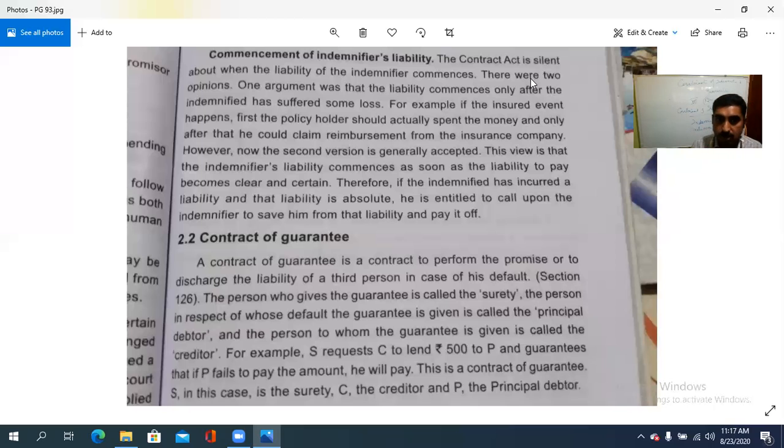Now the second version is generally accepted. രണ്ടാമത്തേതാണ് കൂടുതൽ അക്സെപ്റ്റ് ചെയ്യുന്നത്. So what is that? Indemnifier's liability commences as soon as the liability to pay becomes clear and certain. കൊടുക്കണം എന്നുള്ളത് സത്യമായും അവിടെ പറയപ്പെടുന്നുണ്ടെങ്കിൽ then the liability is to be started for the indemnifier. The view is that indemnifier's liability commences as soon as the liability to pay becomes certain and clear. Therefore, if the indemnified has incurred a liability and the liability is absolute, he is entitled to call upon the indemnifier to save him from that liability and pay it off.